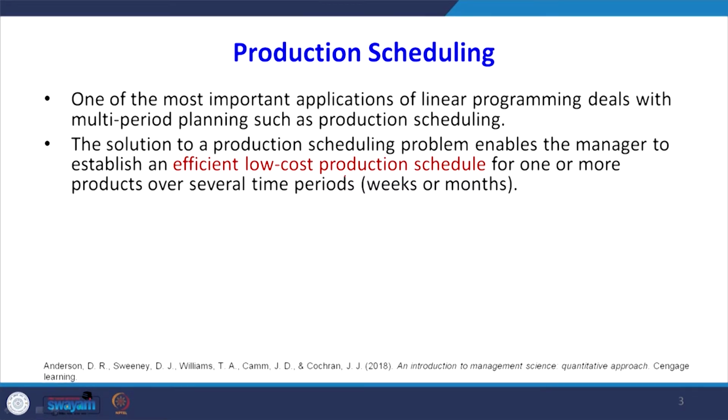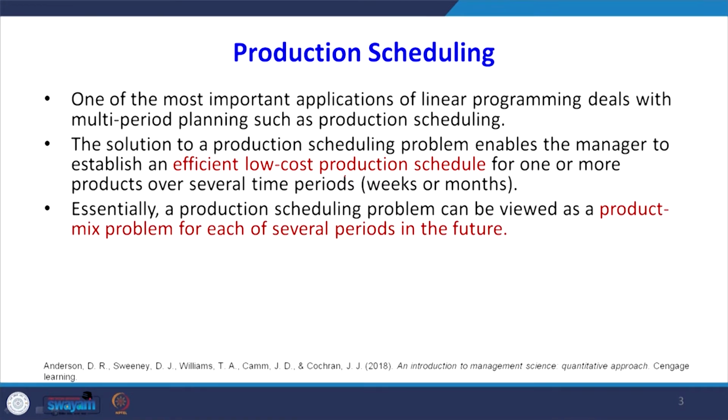So, the objective of any scheduling problem is to give a schedule that will minimize cost, a low-cost production schedule for one or more products over several time periods. It may be months or weeks. Essentially, a production scheduling problem can be viewed as a product mix problem for each of several periods in the future. This is similar to our product mix problem.